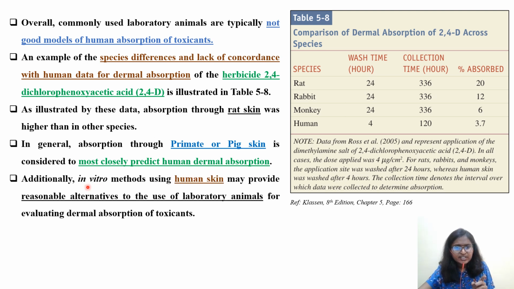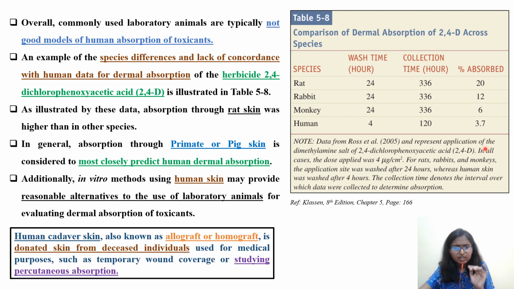Additionally, another final point to keep in mind is that in vitro methods using human skin may provide reasonable alternatives to the use of laboratory animals. As I said, you should look for alternative methods. They are saying that human skin is a very good alternative model for evaluating dermal absorption of toxicants. For that, human cadaver skin, also known as allograft or homograft, is donated skin from deceased individuals, used for medical purposes such as temporary wound coverage or studying percutaneous absorption.